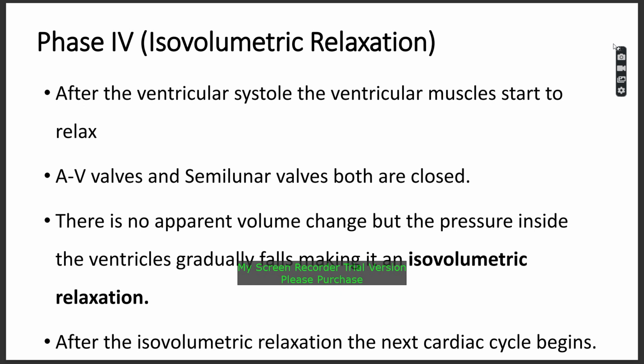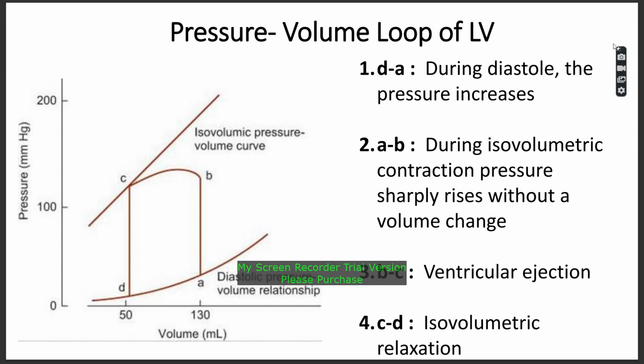There is no apparent volume change, but the pressure inside the ventricles gradually falls. Now there's no volume change because both valves are closed: the semilunar valves are closed, and the AV valves are closed. So because of that reason, no volume changes, but the pressure inside the ventricles gradually falls, making it an isovolumetric relaxation. After the isovolumetric relaxation, the next cardiac cycle begins, right?